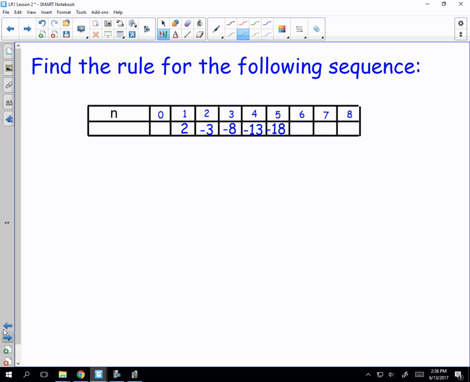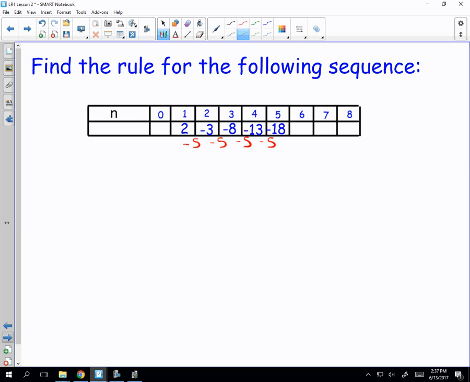Let's try this with one addition problem and one subtraction problem so we can see what's happening. We'll give you the list of values, 1, 2, 3, 4, so that's the term. Term 1 is 2. Term 2 is minus 3, and what we can see in this situation is we're subtracting 5 every time.